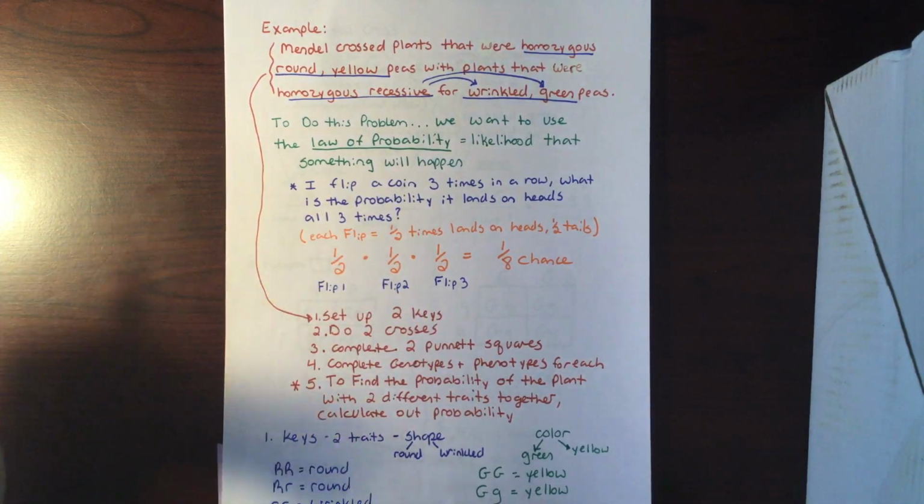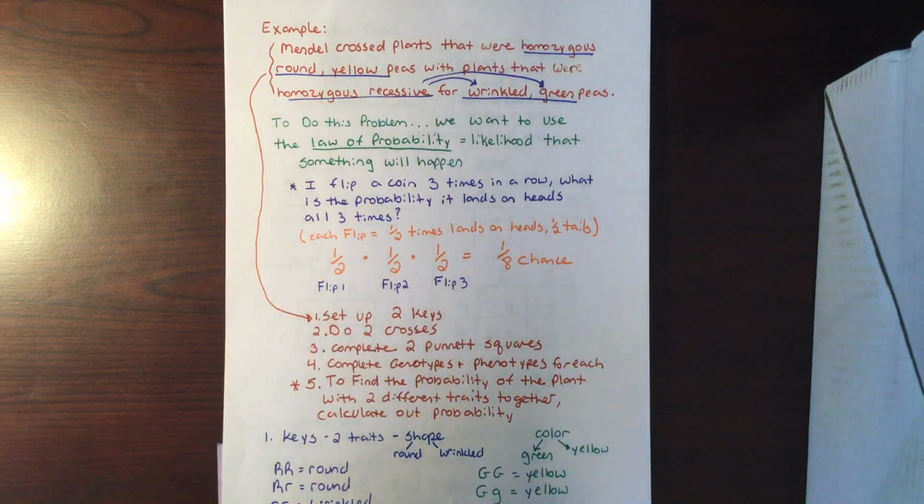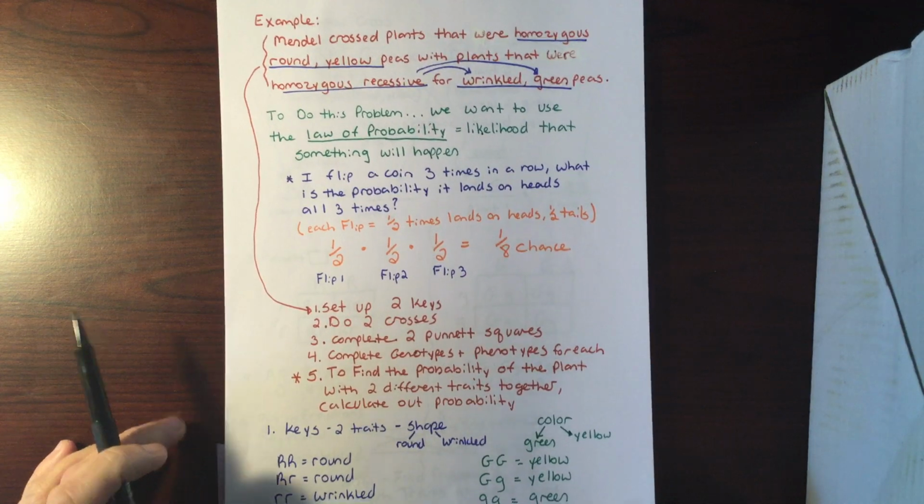So let's go back to steps that we know how to do. We know our 5 steps. We know how to set up our keys. We know how to set up parental crosses. We know how to do Punnett squares. We know how to do genotypes and phenotypes. Then we're going to add a next little step there. So the first thing we need to do is to set up our keys.